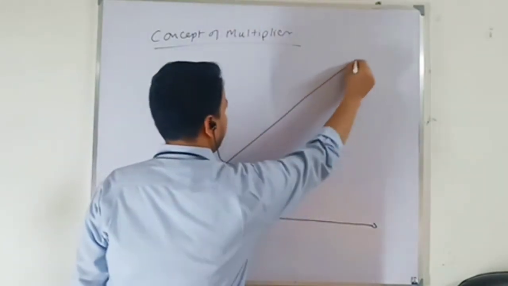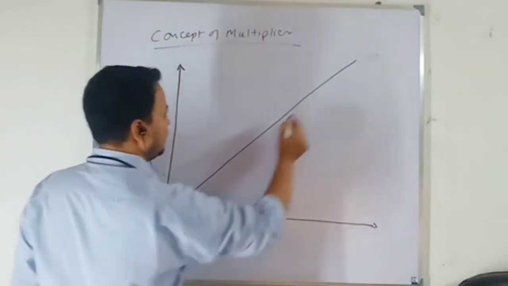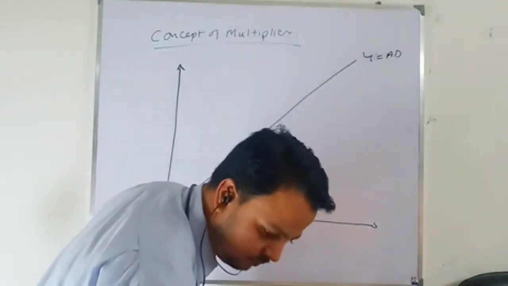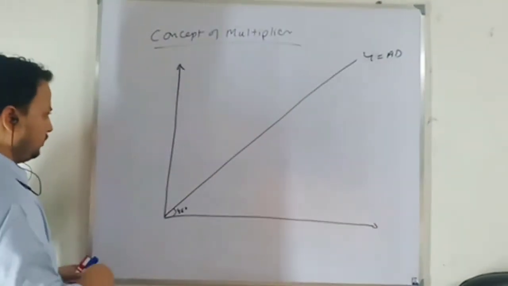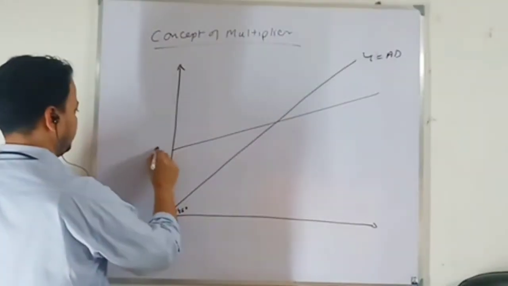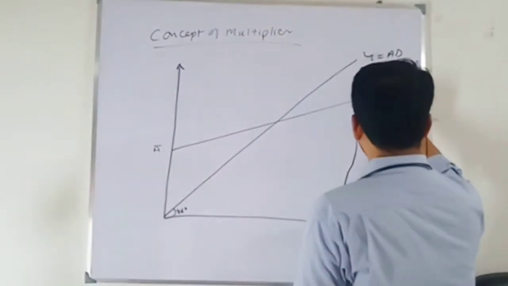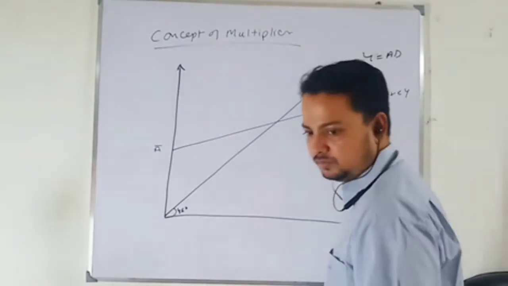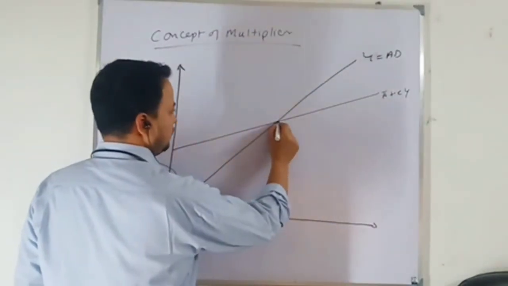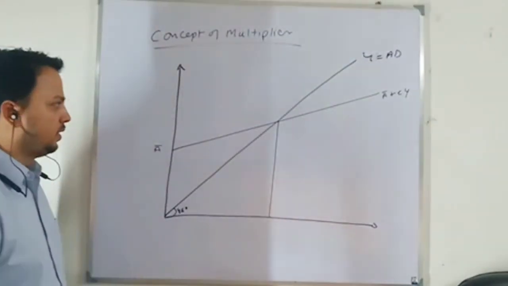So this is your 45-degree line. The 45-degree angle is here. This is Y equal to AD. This is your aggregate demand. A bar is C bar plus I bar. This is A bar plus small c Y. And this is your equilibrium level of income.